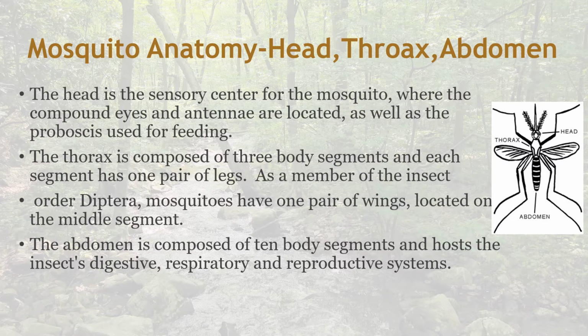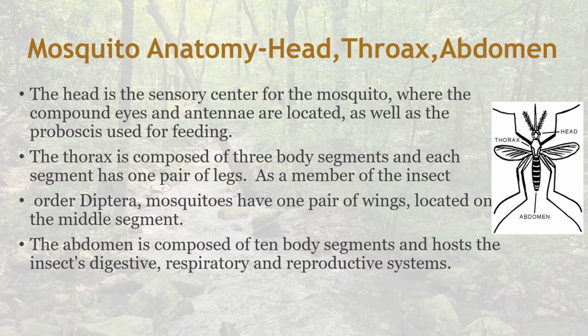The head is the sensory center for the mosquito, where the compound eyes and antennae are located, as well as the proboscis used for feeding. The thorax is composed of 3 body segments, and each segment has 1 pair of legs. As a member of the insect order Diptera, mosquitoes have 1 pair of wings, located on the middle segment. The abdomen is composed of 10 body segments and hosts the insect's digestive, respiratory, and reproductive systems.